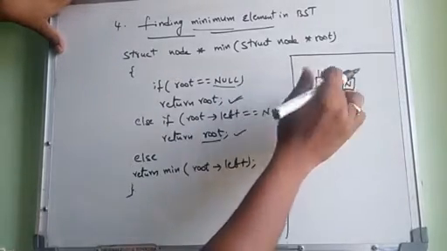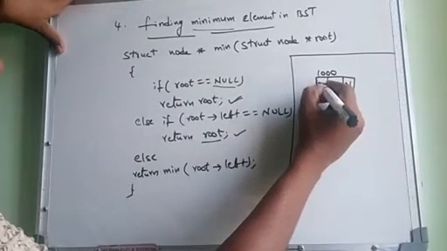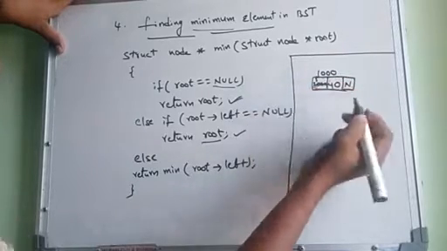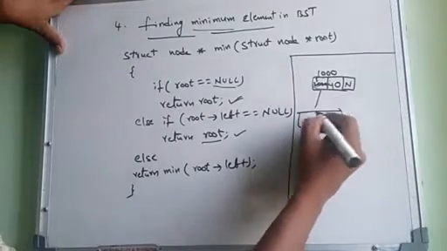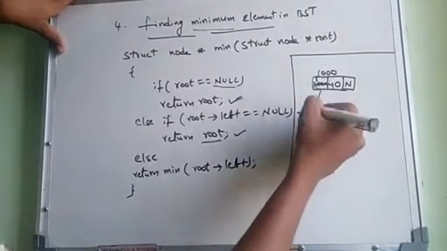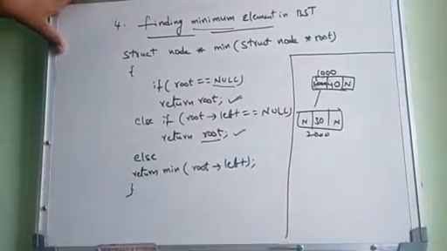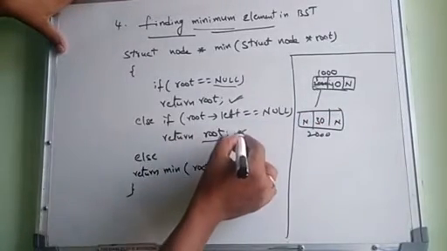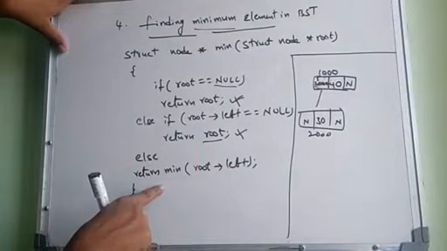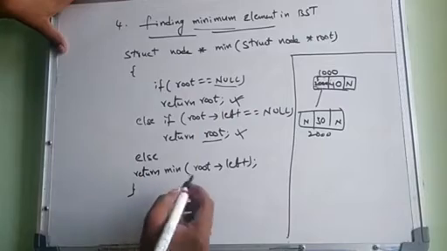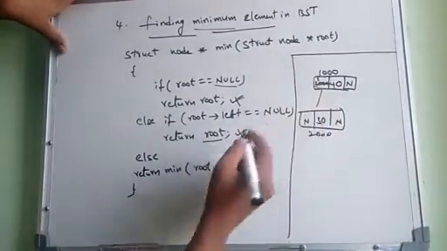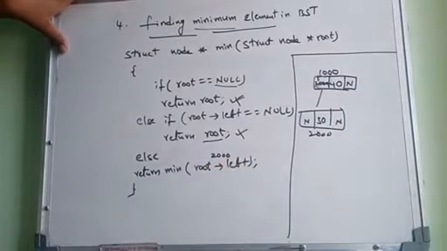Suppose some address is there, just take the address as 2000. Okay, at 2000 one node is present, and its left side, just assume, is 30. If these two conditions are false, then go to the third, that is the else part. What is the else part? Collect the left side. What is the left side? Root left side has 2000.